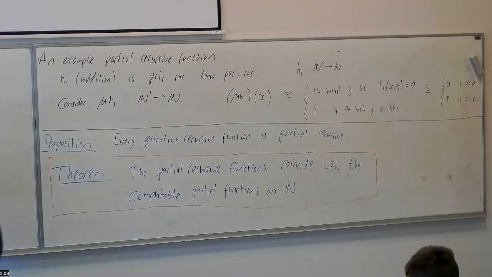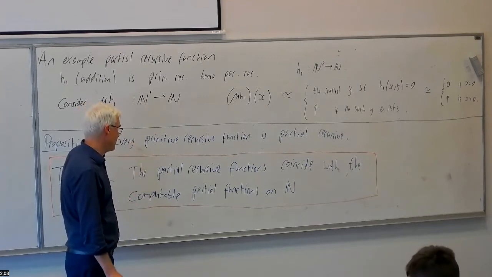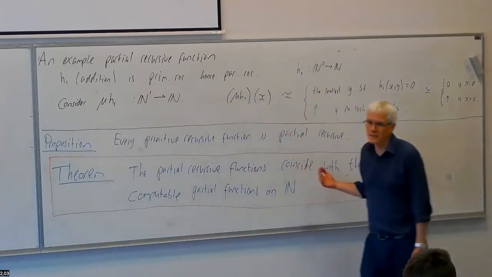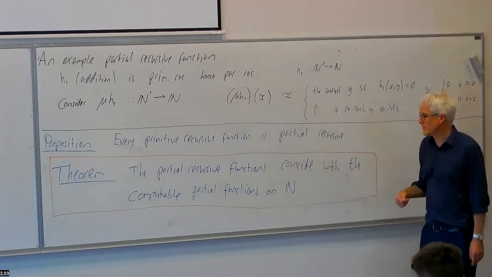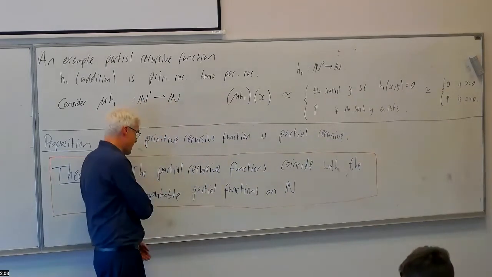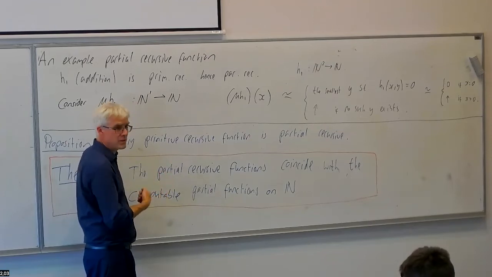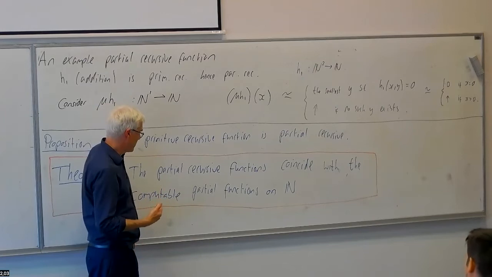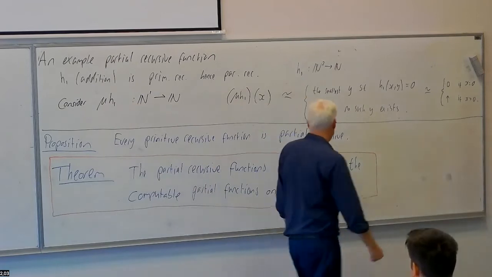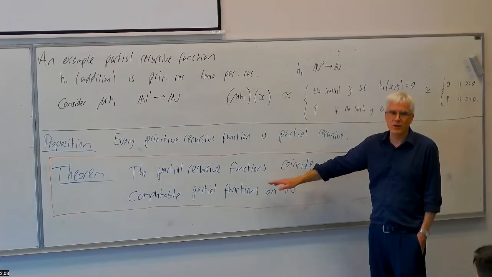So we want to prove this. We want to at least understand why it's true to a relatively deep level. So there's a coincidence here, and we're going to actually show 2 inclusions. We're going to show that partial recursive functions are contained in the computable partial functions. That is, every partial recursive function is computable. And then in the other direction, show that the computable partial functions are contained in the partial recursive functions. So the first one, that every partial recursive function is computable, is not that hard.